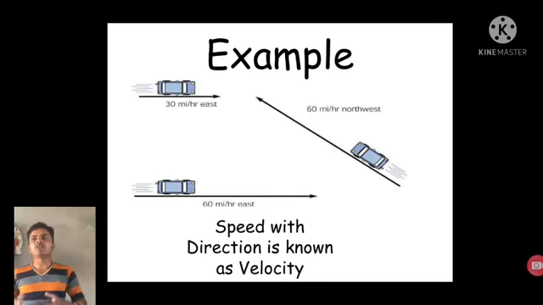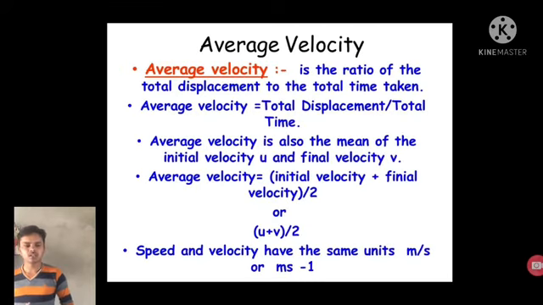Average velocity, now we will discuss average velocity. Average velocity is the ratio of total displacement to total time taken. Average velocity equals total displacement per total time. Average velocity is also the mean of the initial velocity u and final velocity v. Using the initial and final velocity, we can calculate average velocity. It is the sum of the initial velocity plus the final velocity divided by 2.